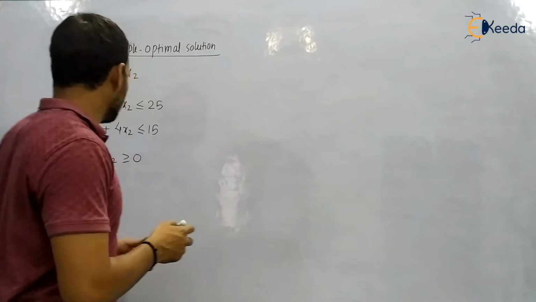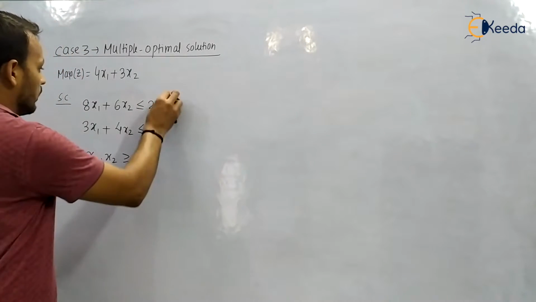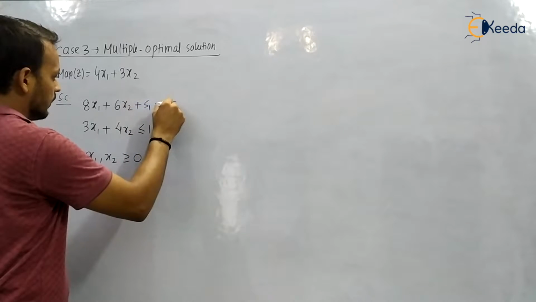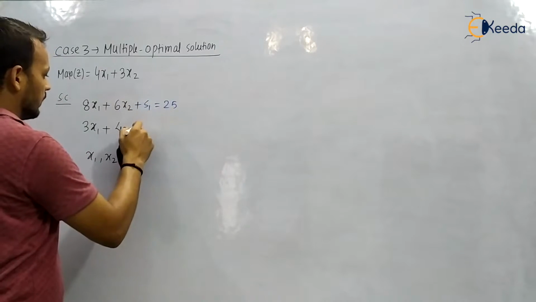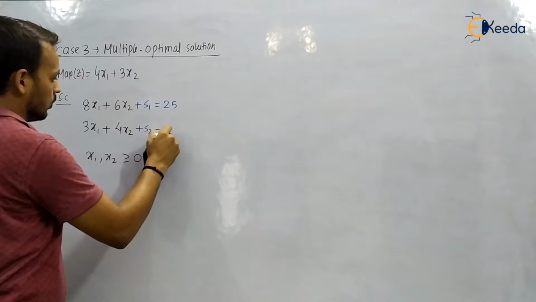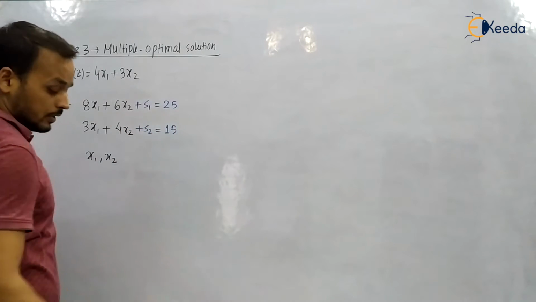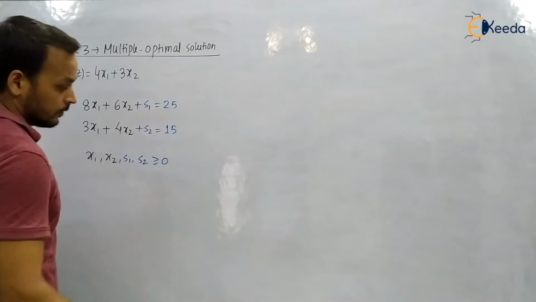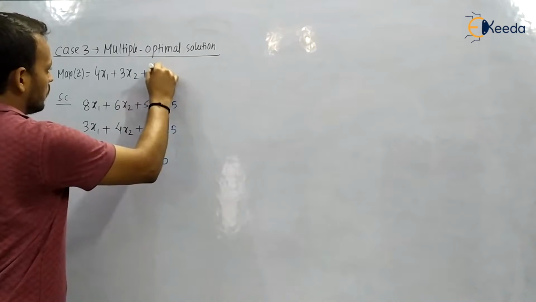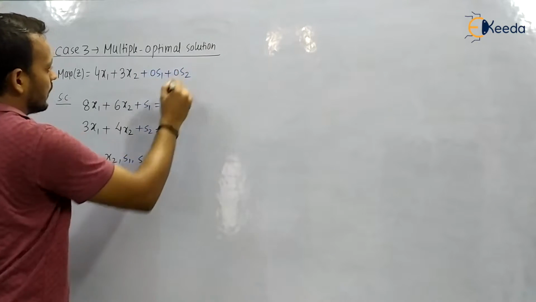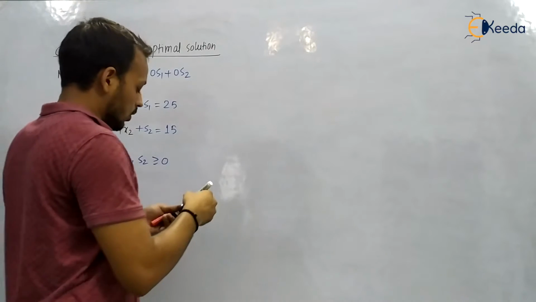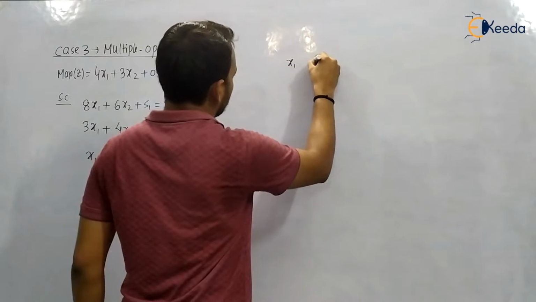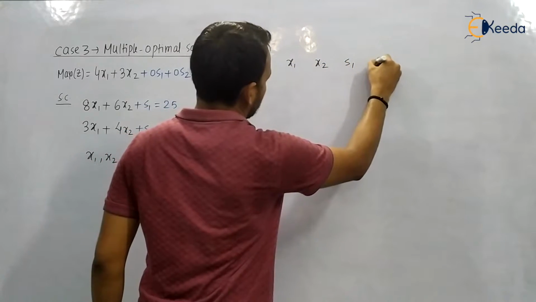So we will first convert it into a standard form. So it is 25 inequality. So add the slack variable and make it into equality. This is 15. Add the slack variable and make it into equality. And all the variables or decision variables should be positive type. Here also just 0 into s1 plus 0 into s2, because the slack variables will not affect the objective function. Now we will make the table. We'll make the table x1, x2, s1, s2.